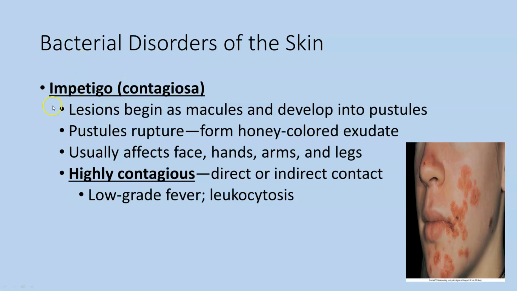Impetigo is, I don't want to say it's fairly common, but it's more common. So this is lesions that begin as macules and develop into pustules. And these form this honey-colored exudate. It usually affects the face, the hands, the arms, and the legs. Think of where people put their hands.